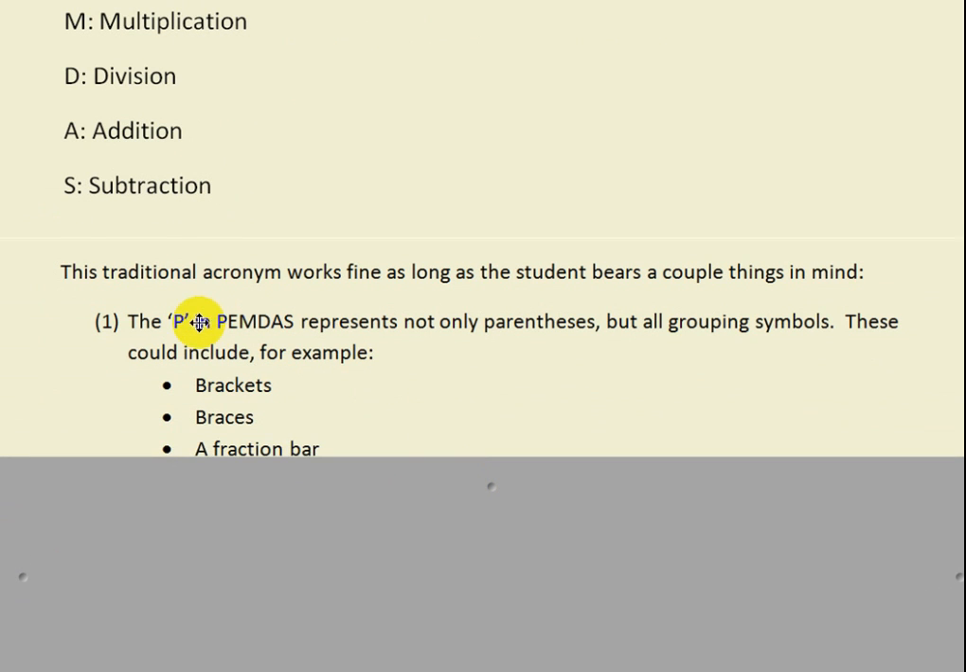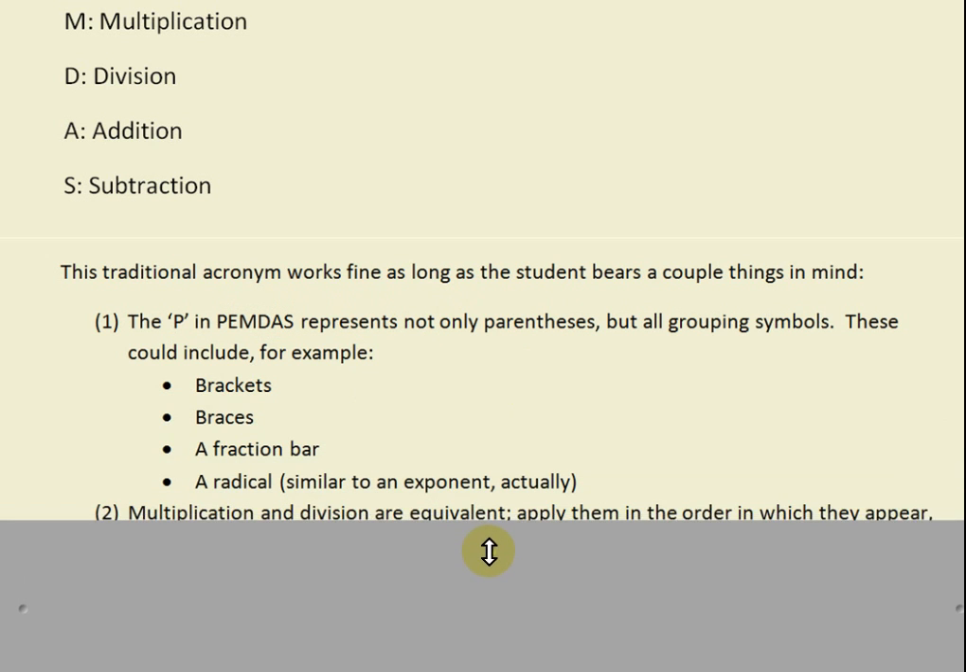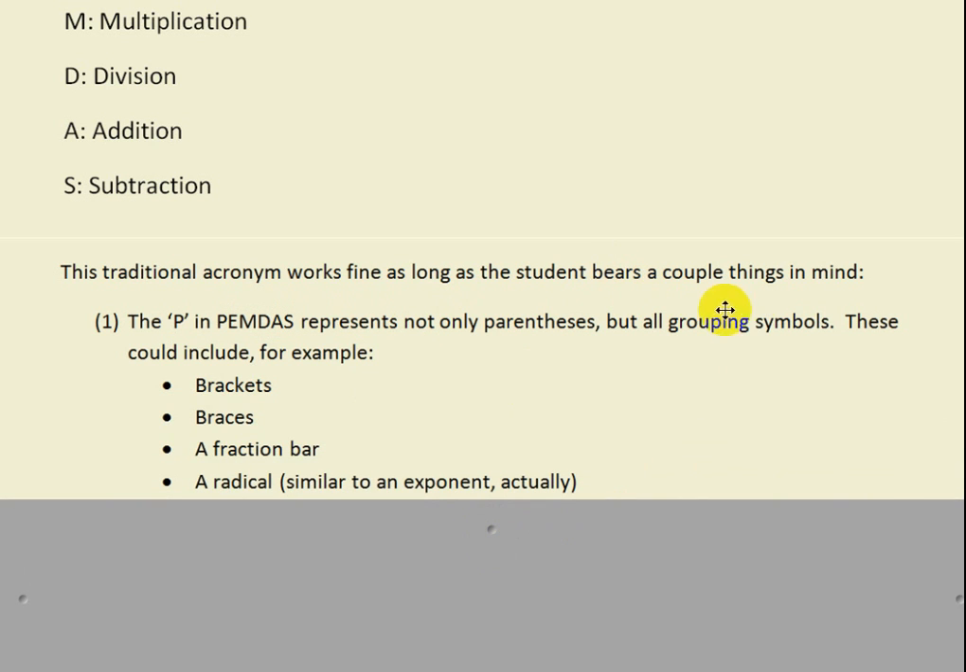So first of all, the P in PEMDAS represents not just parentheses, but really any type of grouping. And we have other examples of grouping like brackets, braces. A fraction bar actually shows grouping, and also a radical such as a square root. So if we wanted to make a really crazy example, we could do something like this.